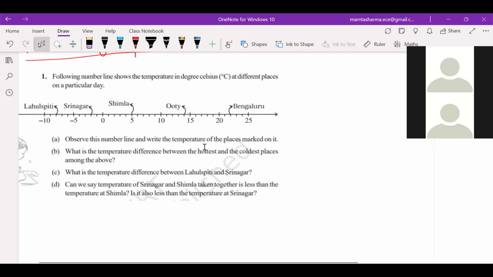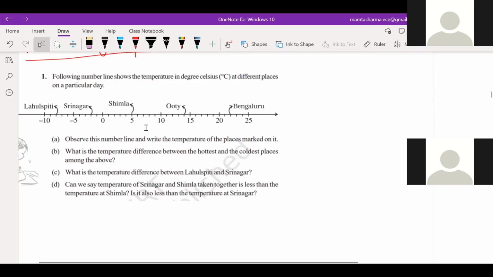Yes, you can raise your hand. No, those who have done it. Aditi, have you done the 4 problems? Yes, ma'am. Okay, so what did you get as the answer?